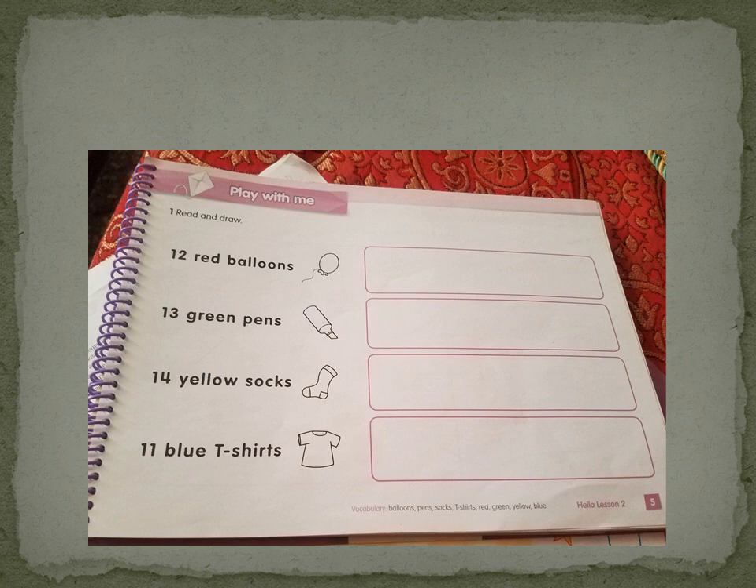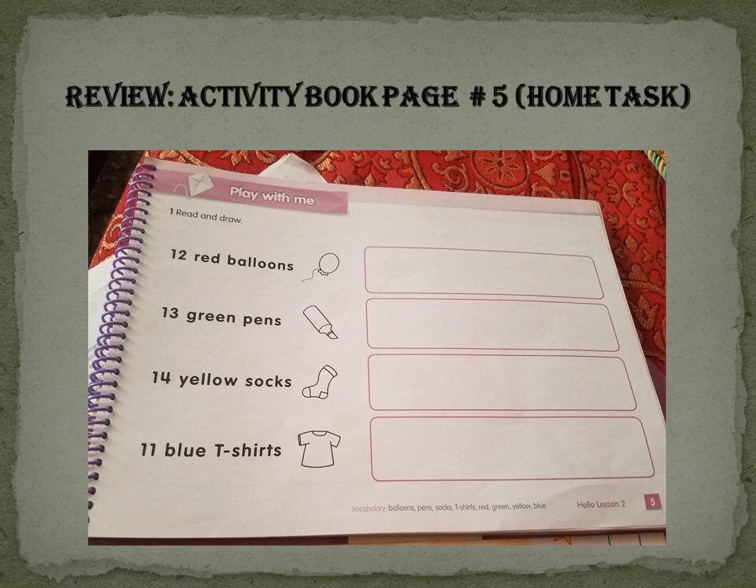Before starting our today's lecture, let's have a review of activity book, page number 5. That was your home task. What you had to do on this page? You had to draw 12 balloons. Before drawing, what you had to do? You had to write your date on top of the page, like an arrow is telling you where you have to write your date.